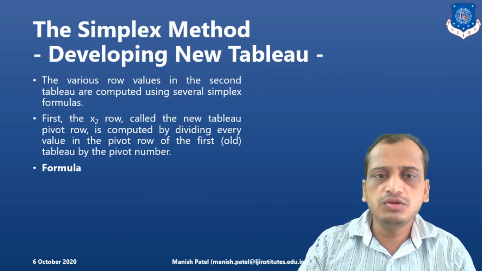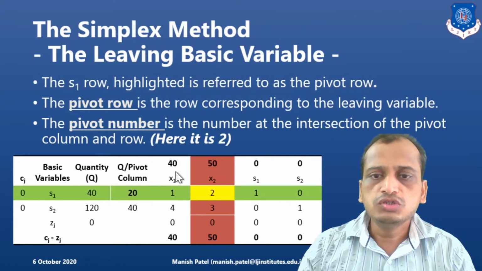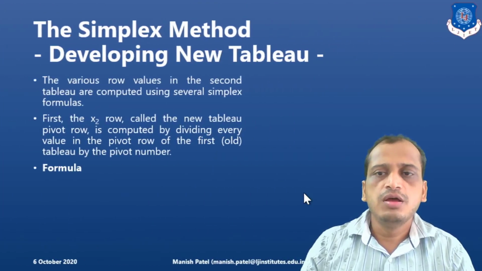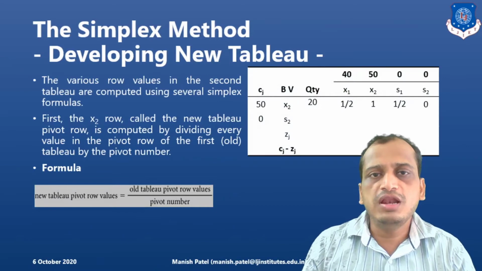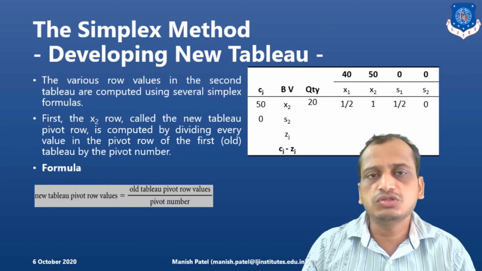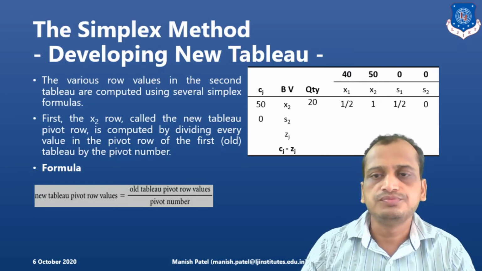So how do we do that? Let's look at the previous one. What is the pivot element here? 2. If you divide the quantity, 40 divided by 2, it is equal to 20. 1 divided by 2, 1 by 2. 2 divided by 2, it is 1. 1 divided by 2 is 1 by 2 and 0. Right? In this way, we have modified the pivot row elements in the new table. We will prepare a new table for the simplex. It is also known as simplex tableau number 2.